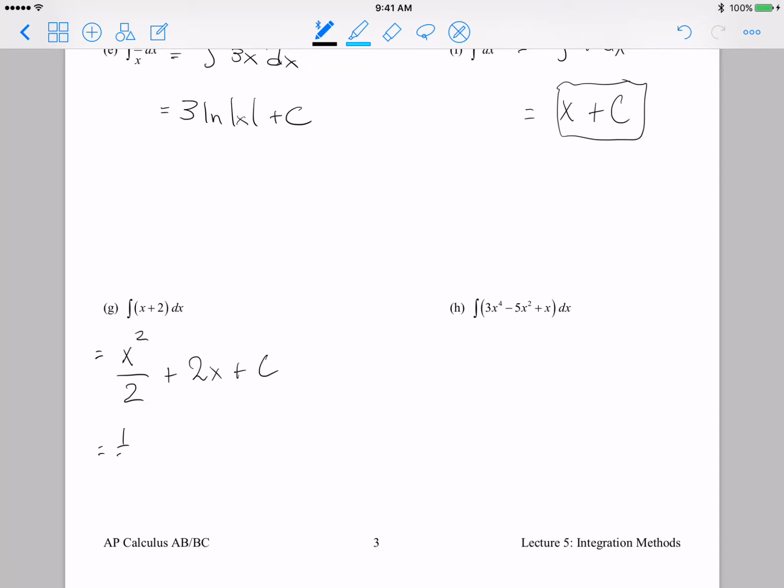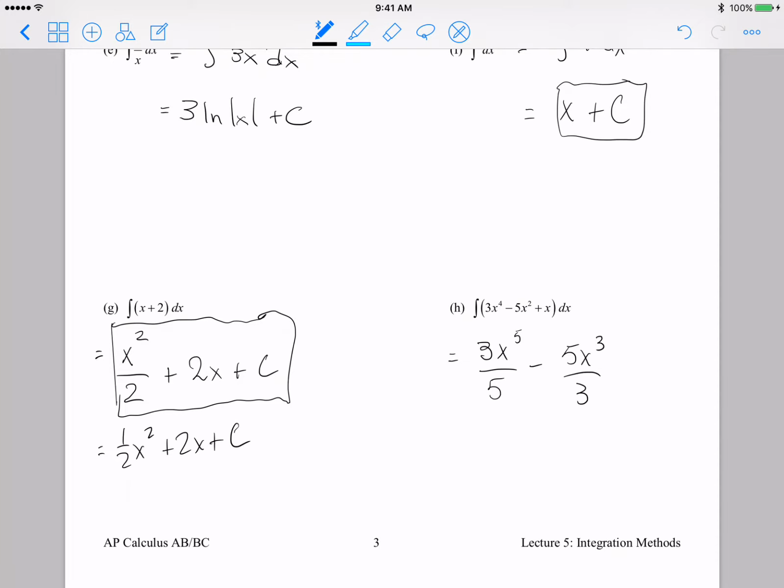If you wanted to rewrite that as 1/2 x squared plus 2x plus c, certainly that would be perfectly fine. If you wanted to leave it like this, that would also be perfectly fine. It's really just about what the answer choice looks like that you're trying to find. Okay, and then example H, very similar to example G, so we're going to increase the exponent by 1. That's going to become a 5, and then divide by the new exponent, minus 5x cubed over 3 plus 1/2 x squared plus c. Again, just an application of the power rule, increasing the exponent by 1 and then dividing by the new exponent.